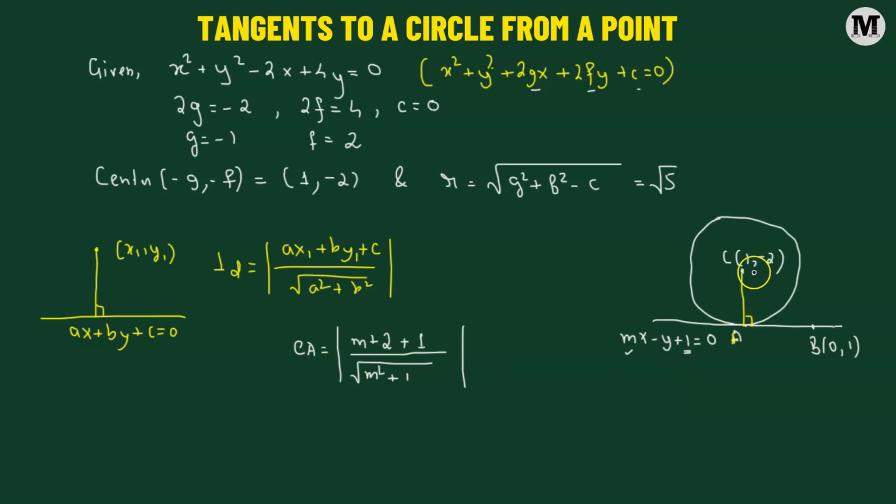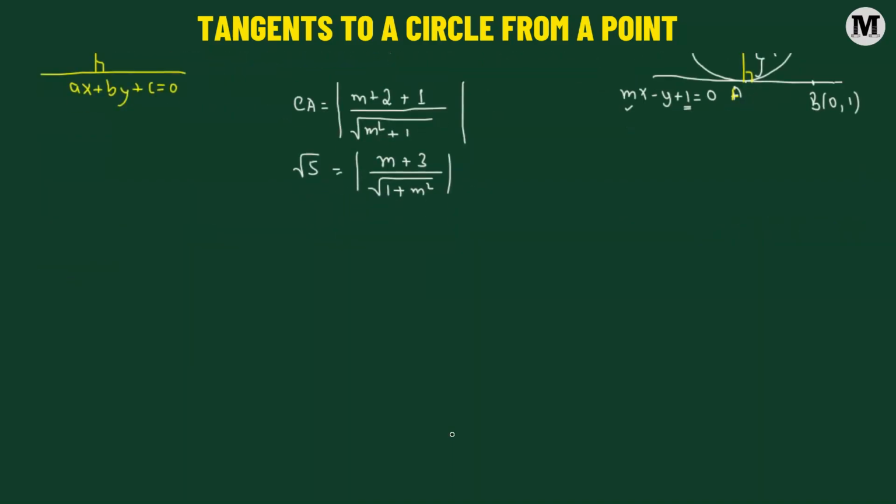Now CA, luckily for us, is nothing but the radius of the circle, and we have already found the radius as square root of 5. So square root of 5 equals the absolute value of m plus 3 divided by the square root of 1 plus m squared. Okay, so we'll try to find the value of m. First, we will square both sides to get rid of the absolute value as well as the square root. So 5 equals m plus 3 whole squared divided by 1 plus m squared.